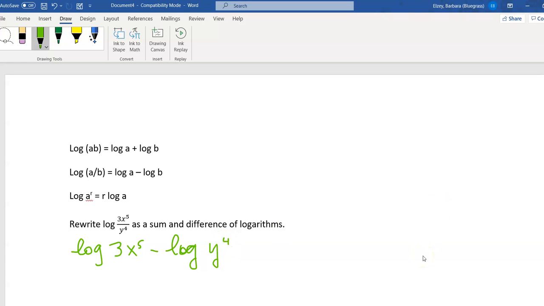All right, now, let's notice in this first log, we have 3 being multiplied by x to the 5th. And up here, the rule for multiplication tells us that if we have log of 2 things being multiplied, we can break them up into log of the first thing plus log of the second thing. So let's break this up into 2 separate logs. And don't forget to write the separate logs. So you'll have log of 3 and log of x to the 5th. Sometimes people want to break it up and they don't write that log in front of it, but that log has to be there.